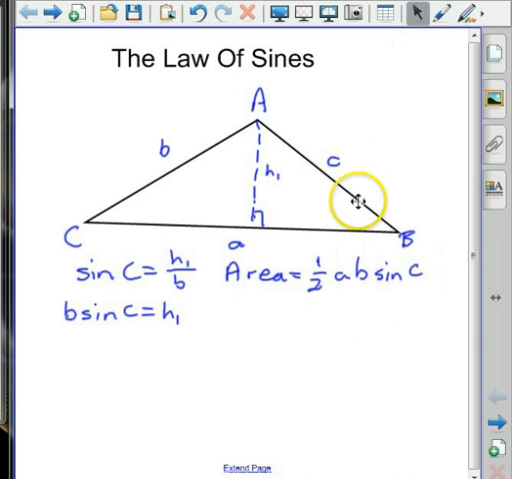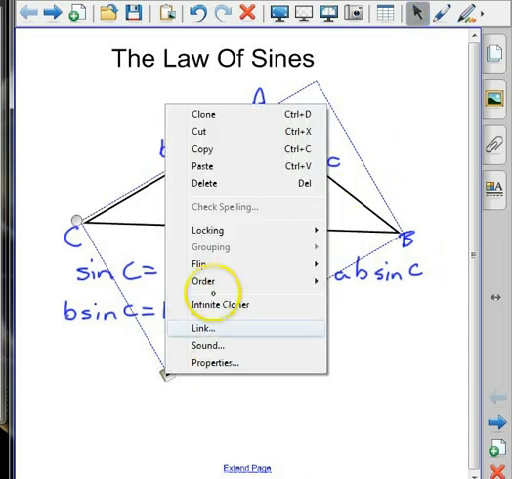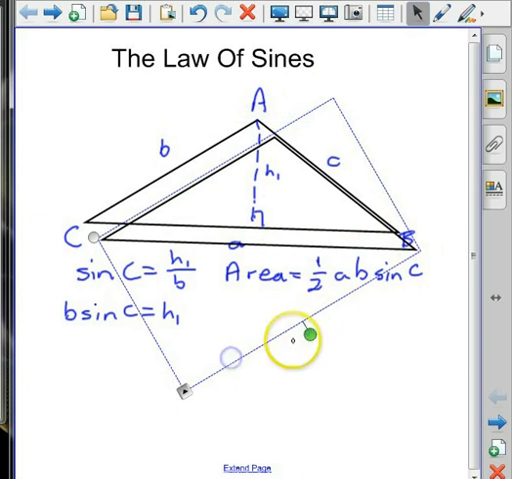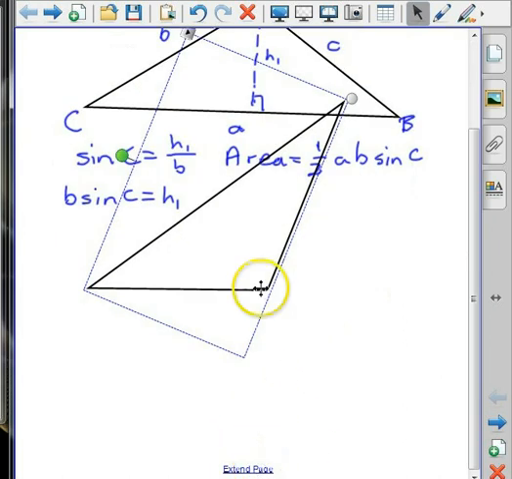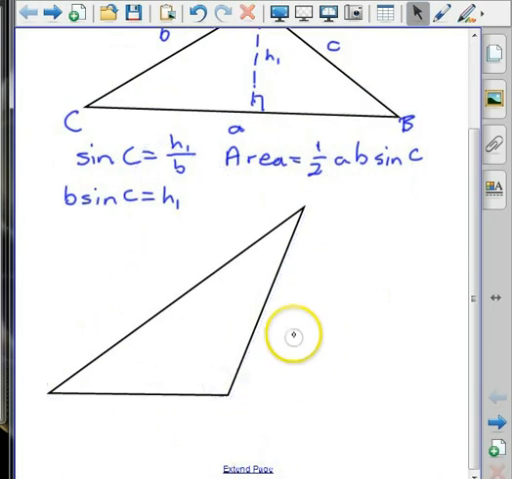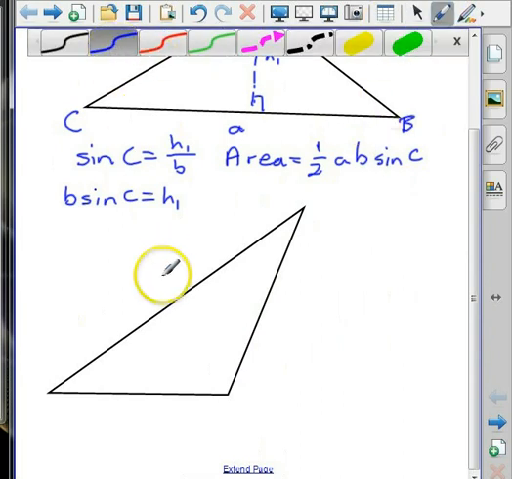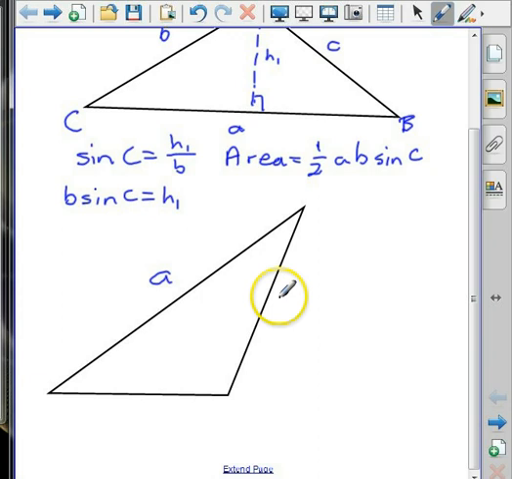Okay, so what would happen if I took this triangle and I rotated it around and changed it so that now that's A, I believe that's B, that's C, which makes this angle A, angle B, angle C. And instead of drawing my altitude from angle A, let's draw it from angle C. We'll call that H2.